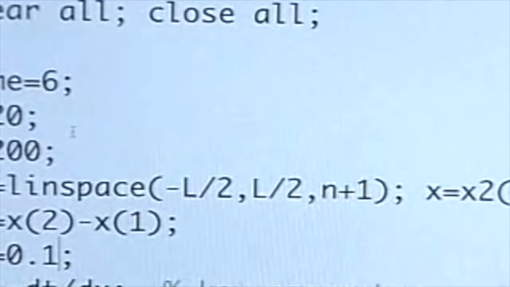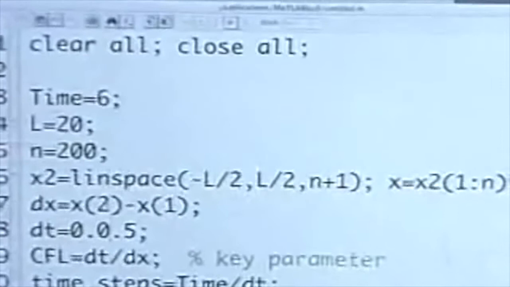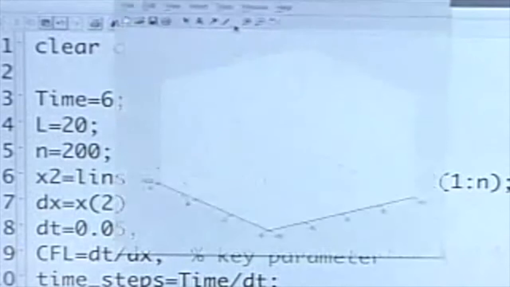Well, cut your time step down again in half. Run it again. It takes twice as long to run.